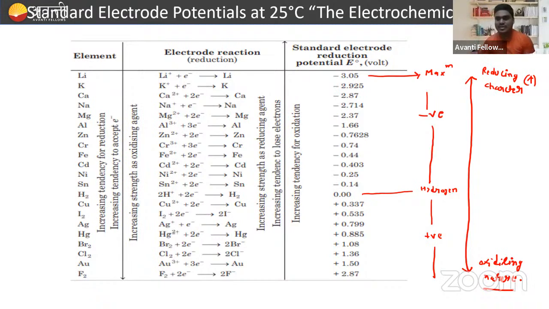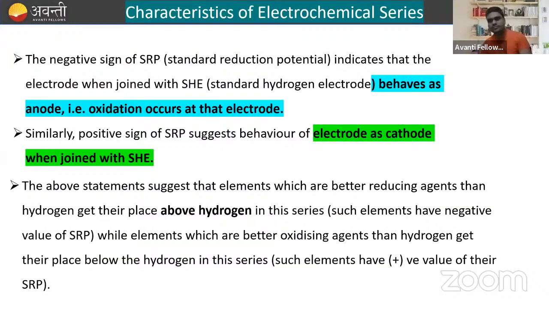So this is how we actually represent this thing, right? How to arrange according to the reducing character, how to arrange according to the oxidizing nature. I hope you understand this thing, right? Similarly, if someone asks out of lithium, potassium, sodium, they all are good reducing nature, right? Similarly, F2, Au, Cl2, bromine, they all are good oxidizing in nature. So remember this thing well, always.